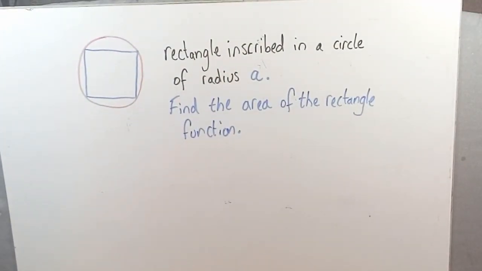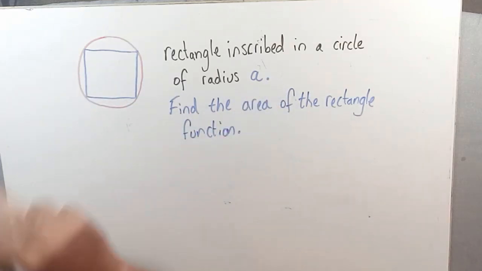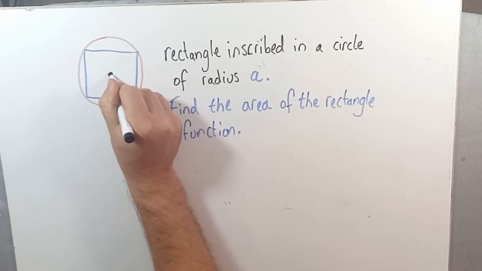Last board. Okay. All right, last one. Here's an application. We've got a rectangle inscribed in a circle of radius a. Find the area of the rectangle function. Okay, so we want the area of this. So where do we start? We want to relate the rectangle to this radius a. We want to use that piece of information.